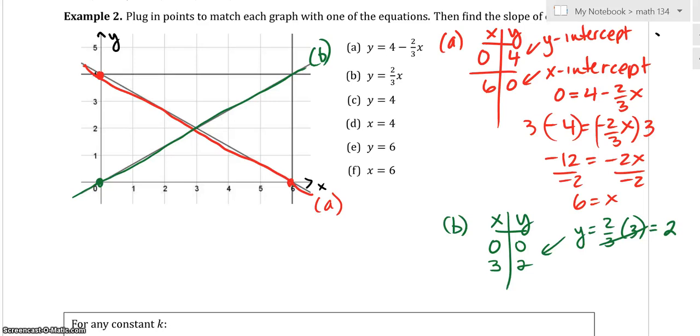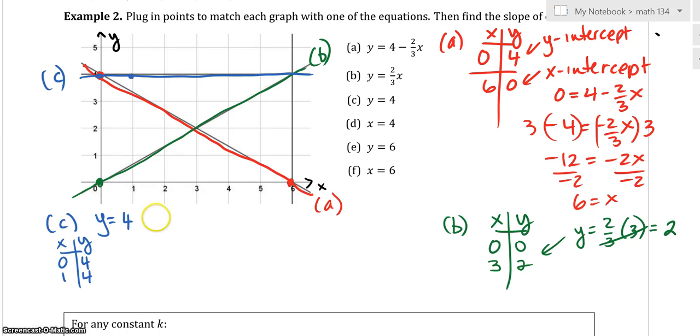Okay, what about C? Let's do that in a different color. There is no x here. What are we going to do about that? Well, when there's no x, that means y is always 4. The only other place that y is 4 is this line. If you notice, no matter what x is, y is a constant 4 because there is no x. So (0, 4), (1, 4), it has to be this line. That is the C.